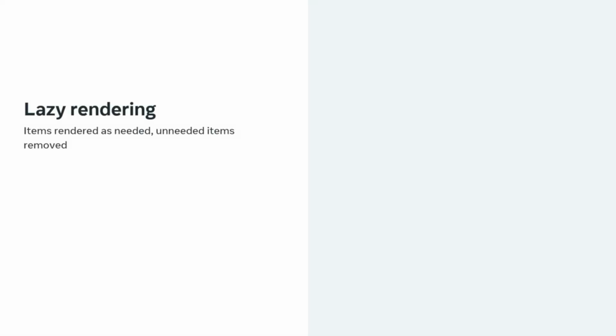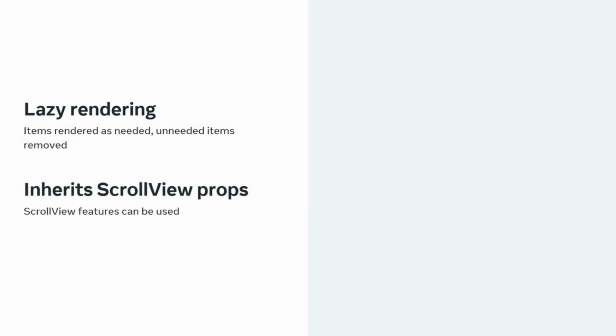So let's start by comparing the flatlist and section list components. Much like flatlist, the section list component uses lazy rendering to achieve faster rendering. Recall that this is done by rendering items only as they need to appear on screen and removing items that are no longer in use. Also, like FlatList, section list inherits the props of the scroll view component. This means that the features of scroll view can be used in addition to those of section list.